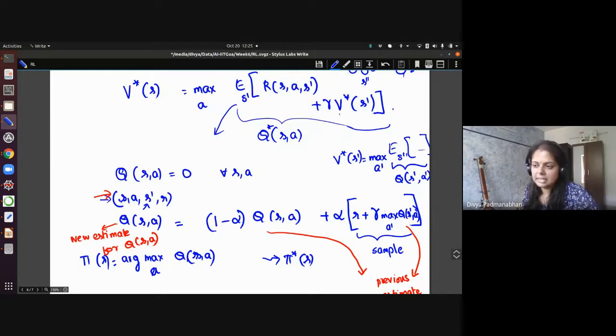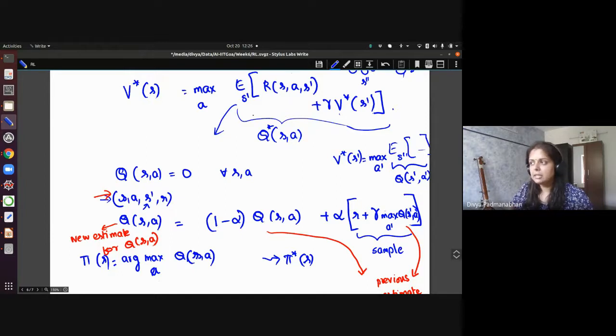Suppose you see S, A, S dash, R. This is the transition that you have seen. And you maintain a running estimate of the Q values. This is going to be a function of the states as well as the actions. It's going to be like a table. And finally, when you see this transition, you make this kind of an update.